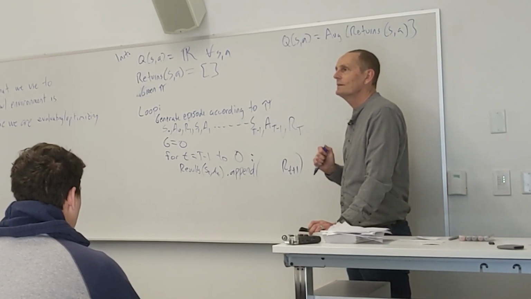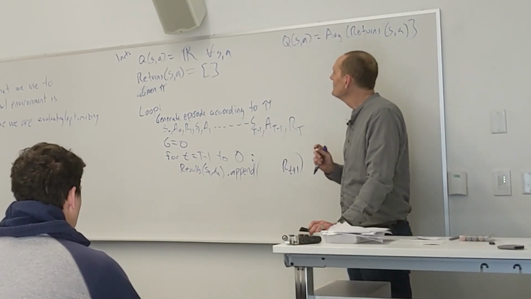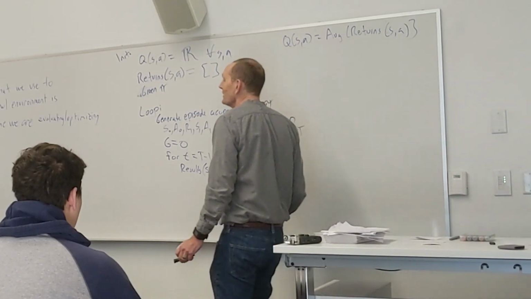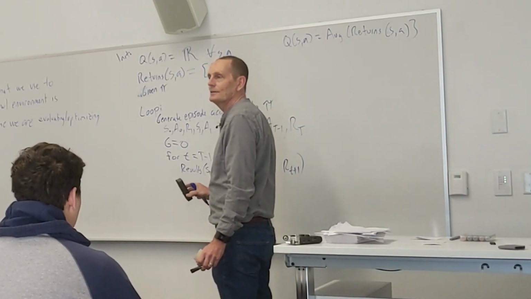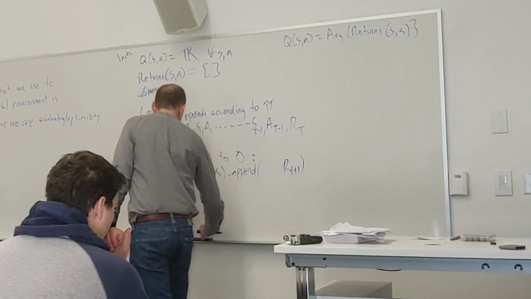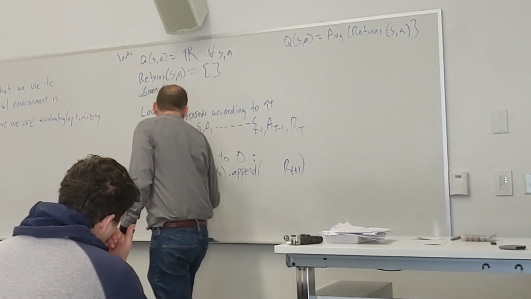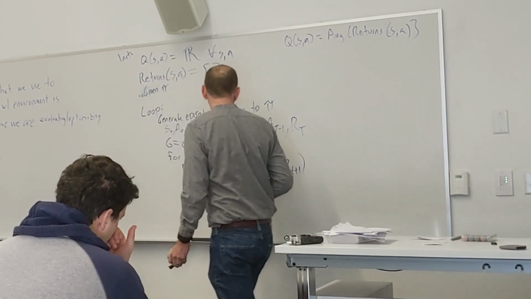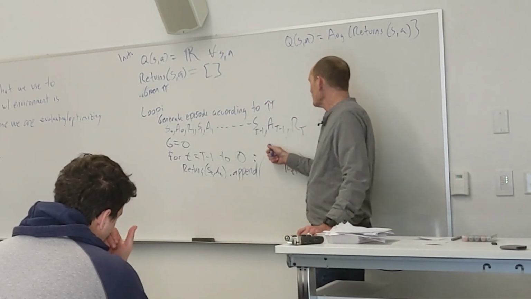Is results supposed to be returns? Are those supposed to be the same? What should we call it? Returns or results? We'll call it returns, because it's the discounted return. So that's great for this one.